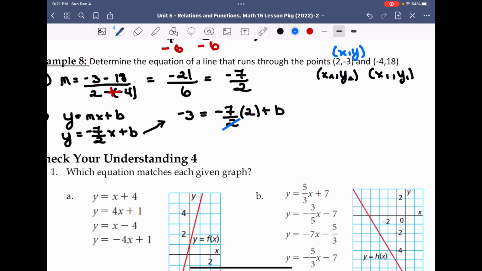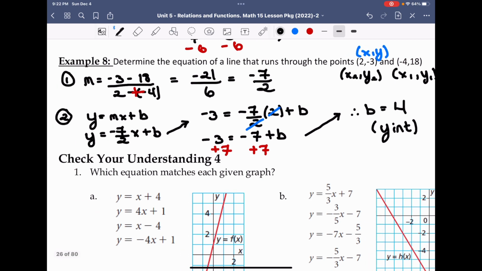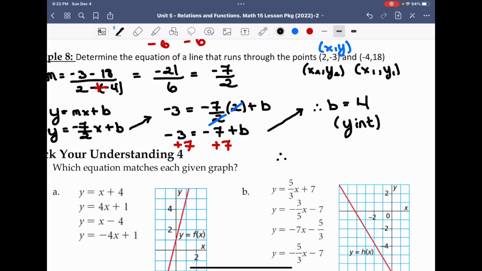We realize that the 2's are going to cancel because 2 divided by 2. Negative 3 is equal to negative 7 plus b. Last step is to add the 7's to both sides. Therefore, I get a b value equal to negative 3 plus 7, which is 4. And this is symbolic of our y-intercept. So piecing this all together, our steps 1 and 2, now that we have a slope and a y-intercept, our equation therefore is y is equal to negative 7 over 2 x plus 4. There is the equation we're looking for with the slope and the y-intercept.